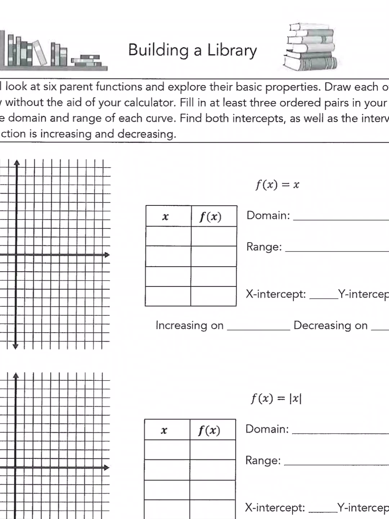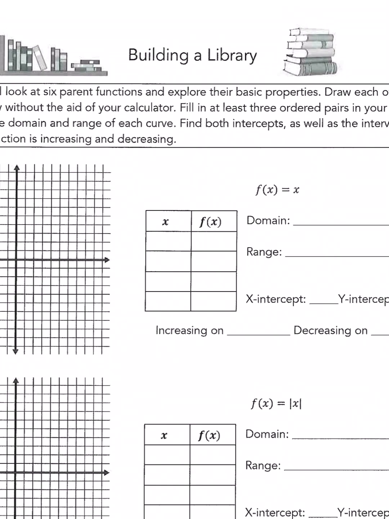All right, so building a library. What does it say? Today we're going to look at 6 parent functions and explore their basic properties. Draw each of the graphs without the aid of your calculator. So f of x. Give me some x values we can plug in here. f of x equals x. So what x values would you like to plug in here? Give me a negative x value. It's got to fit on this graph, so negative what? Negative 3. If I plug a negative 3 into that function, what do I get out?